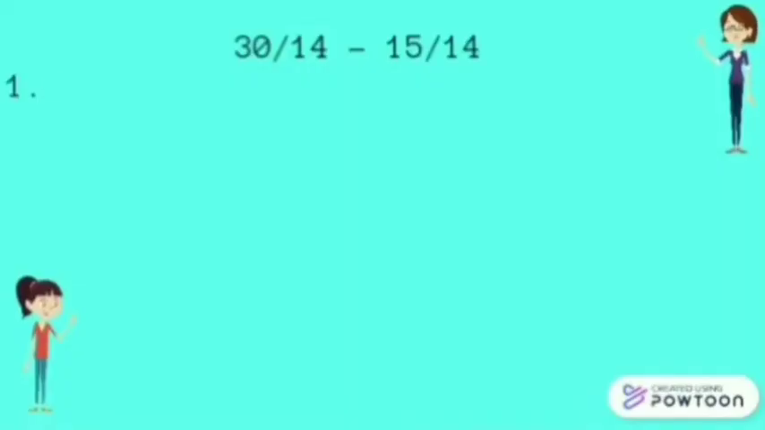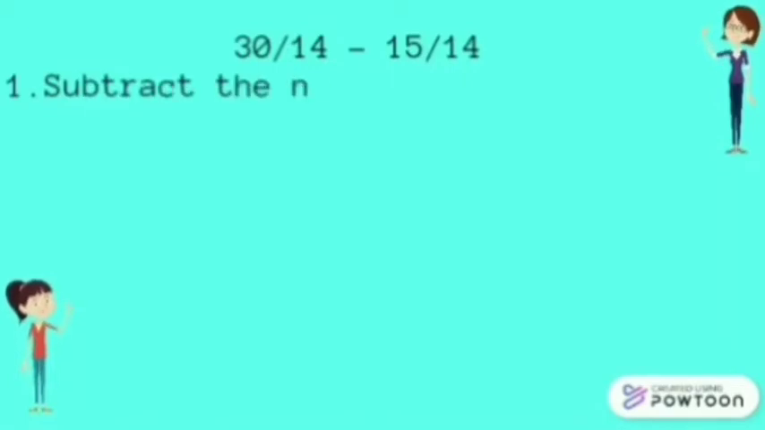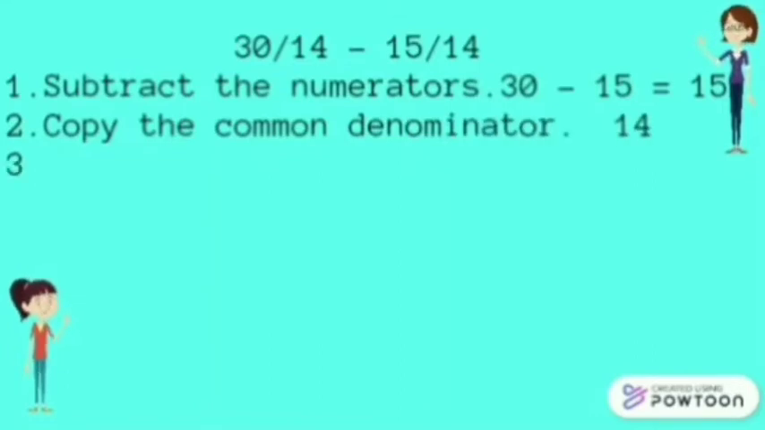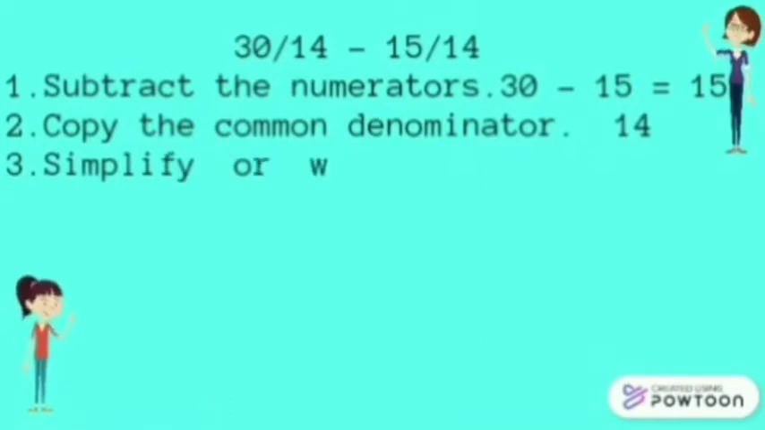For our third example, subtract 15 fourteenths from 30 fourteenths. First, subtract the numerators. 30 minus 15 is 15. Next, copy the common denominator, which is 14. Then, simplify or write the answer in lowest term.